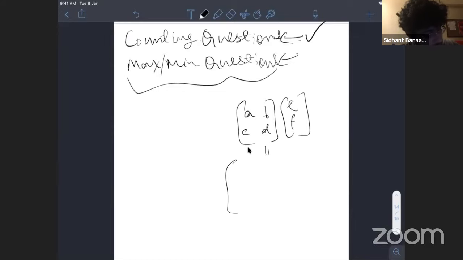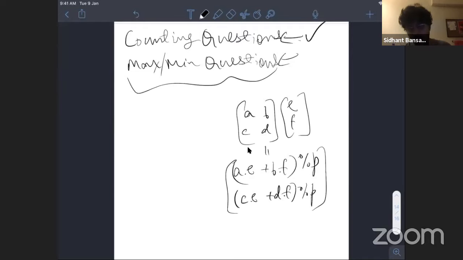You're doing the multiplication. What's the first value? The first value is AE plus BF, right? Just do this under modulo P. And the second value is CE plus DF. Just do this under modulo P. Keep all the things under modulo P. Every addition, every multiplication should be under the modulo. And that's how you introduce the modulo inside your entire matrix multiplication. Everything will be under the modulo.